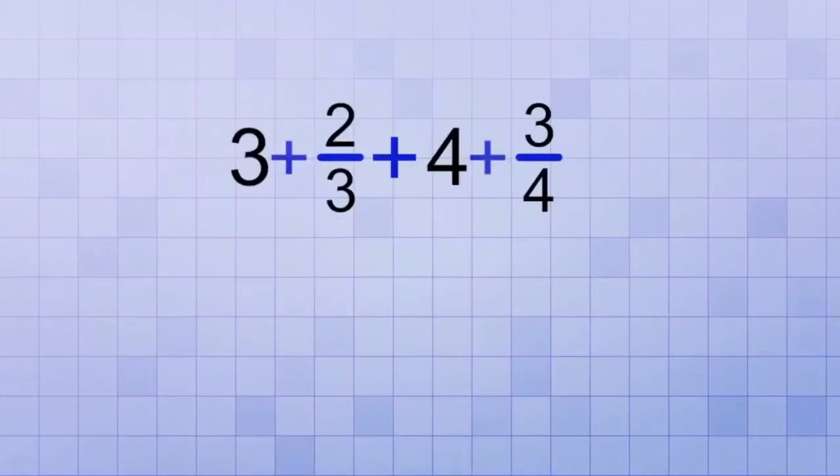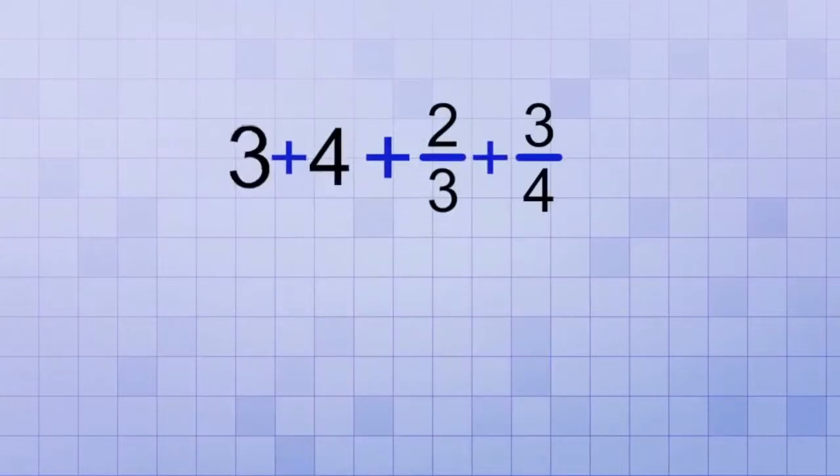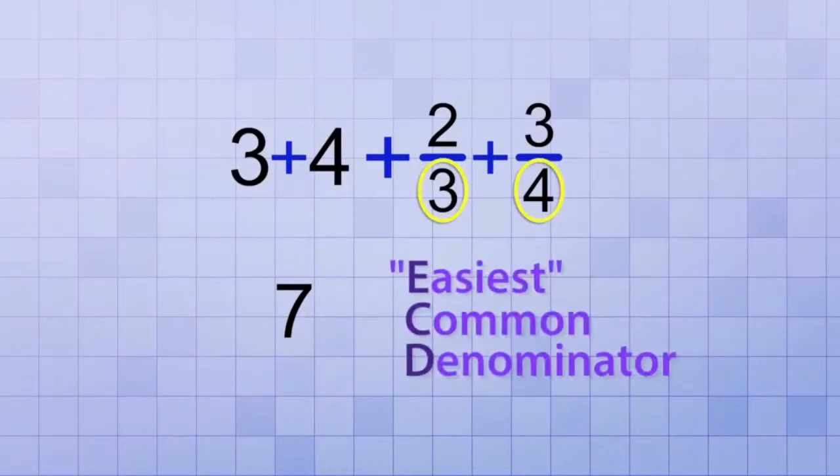Let's try one more example where we need to change unlike fractions into like fractions in order to add the mixed numbers. 3 and 2/3 plus 4 and 3 fourths. After rearranging the parts, we see that we need to add 3 and 4, which is 7. We also need to add 2/3 and 3 fourths. Since these are unlike fractions, we need to change them. 3 and 4 are not multiples of each other, so it looks like using the easiest common denominator would be our best option. 3 times 4 equals 12, so that will be our new denominator.